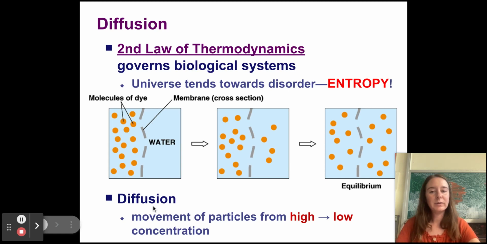And that's called diffusion. Diffusion, this is a really important concept. You're going to want to write this down. Diffusion is the movement of a particle from a high concentration to a low concentration.